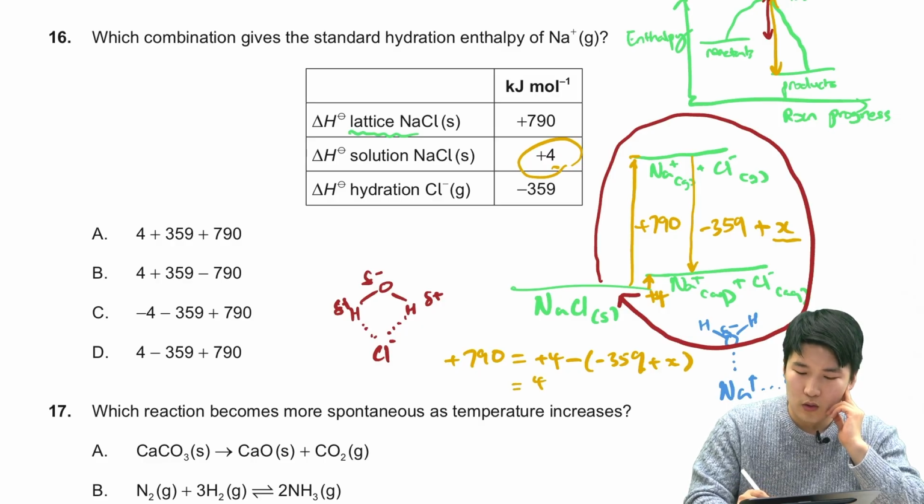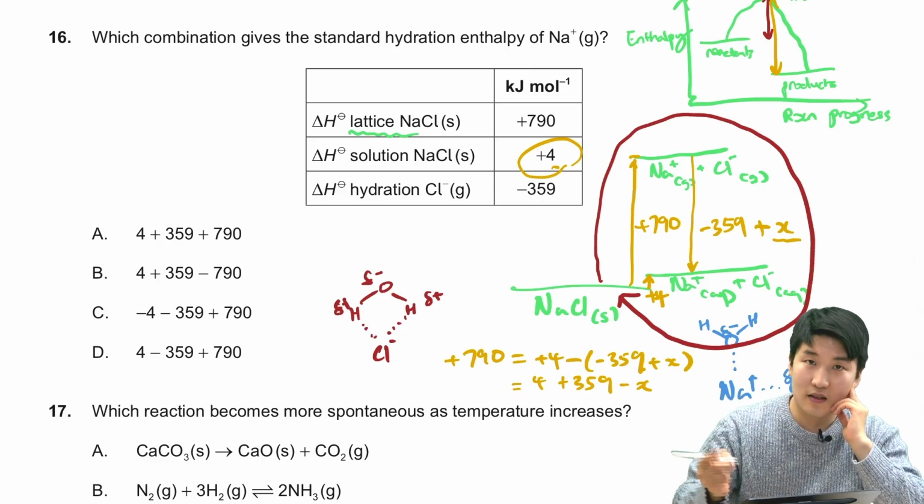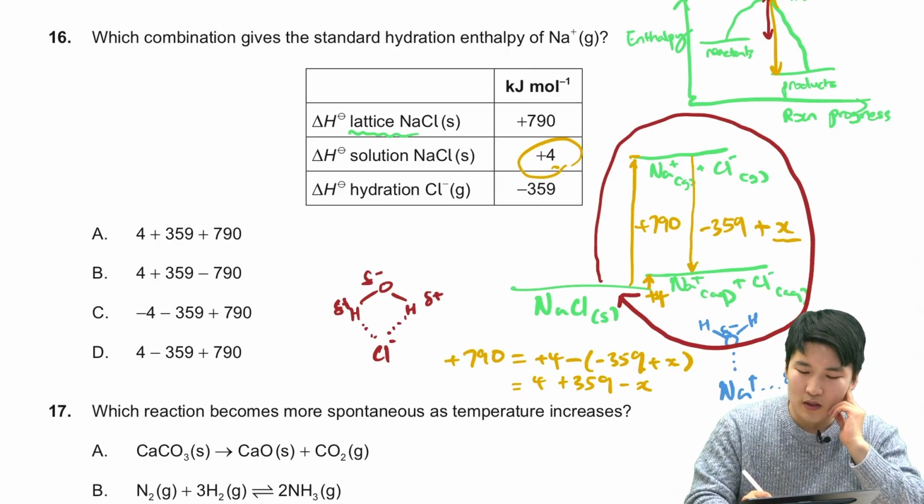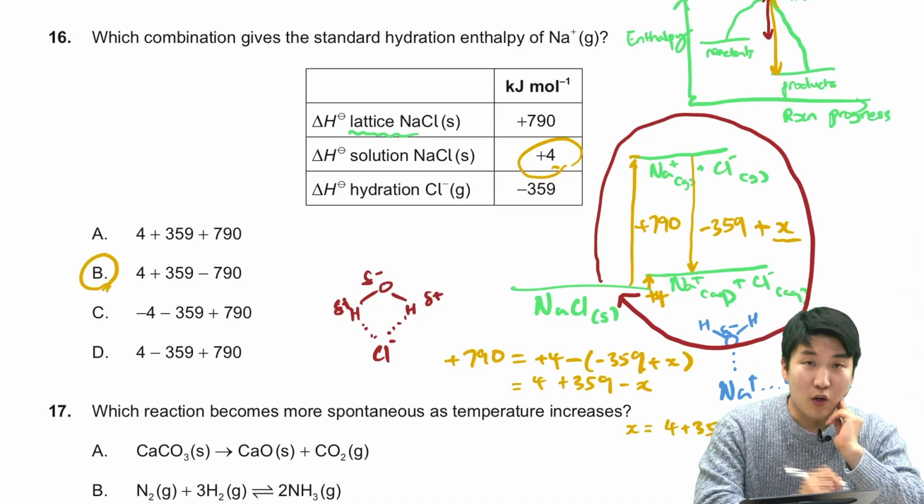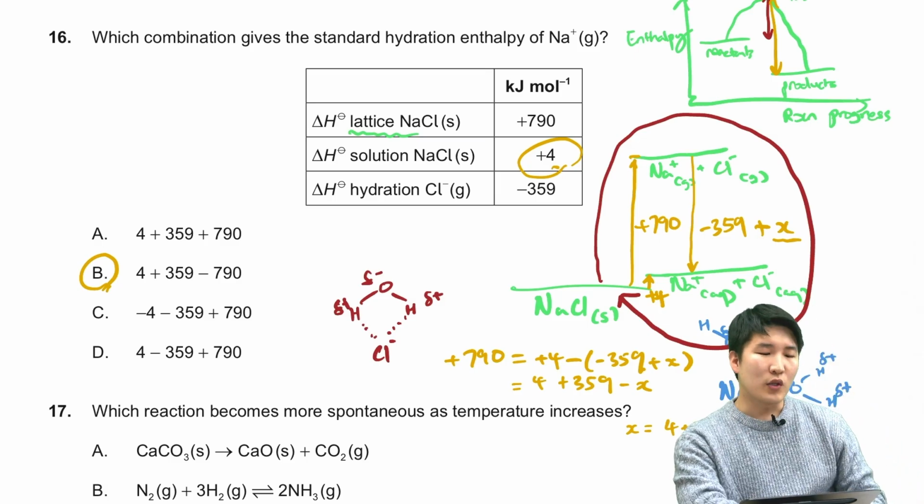Plus 4 minus 359 and minus x. Let's put x to the opposite side, meaning x equals 4 plus 359 minus 790. That was a long question, but in the end we have our option B as our answer.